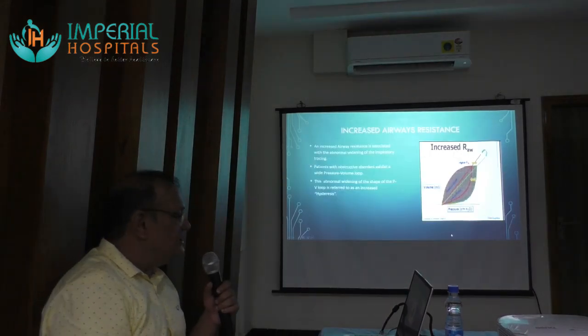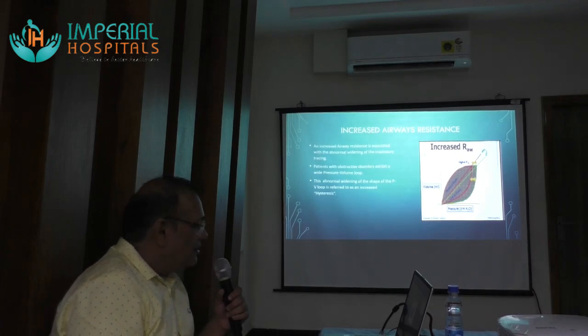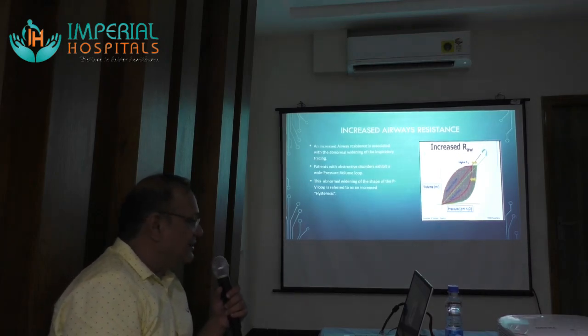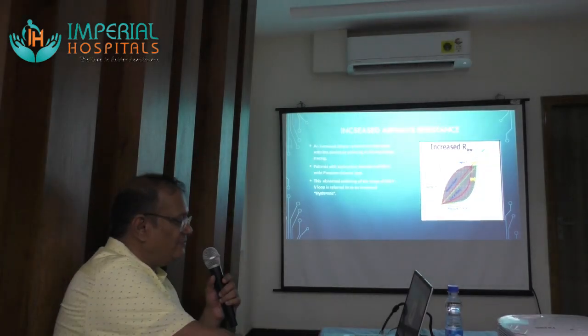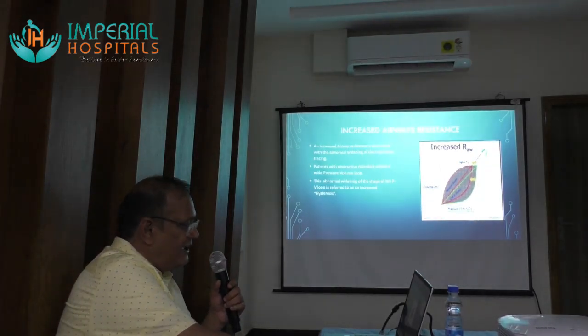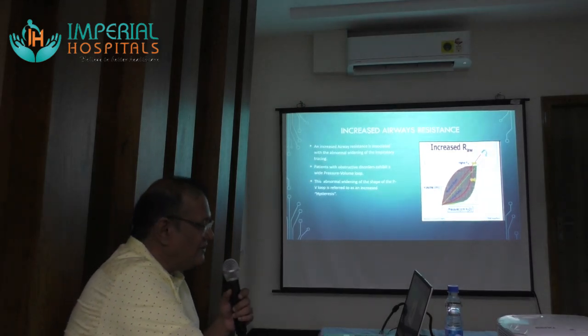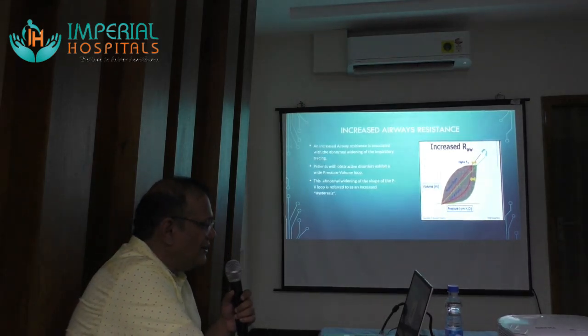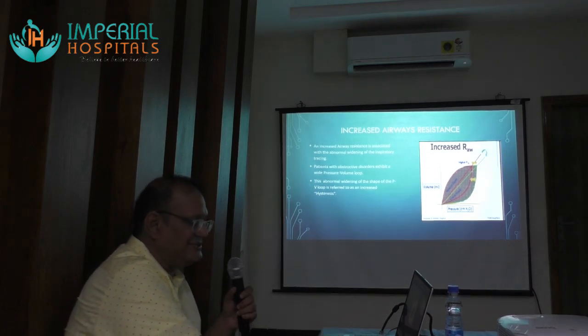You can also detect increased airway resistance using pressure volume loops. Patients with obstructive disorders exhibit a wide pressure volume loop. The width of the loop has increased, and the area under it will naturally increase because of that. So work of breathing has increased. An abnormal widening of the shape of the PV loop is referred to as an increase in hysteresis.